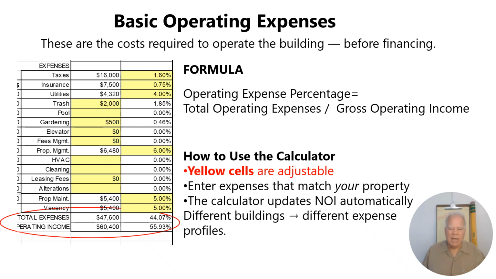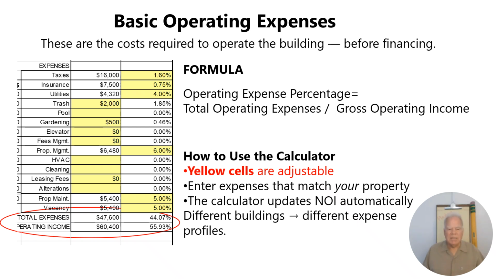This is why operating expenses come next. Before financing, before leverage, we need to know what it costs to run the building. And once expenses are entered, the calculator does the rest. Total operating expenses are subtracted from gross income, and what remains is net operating income, or NOI.